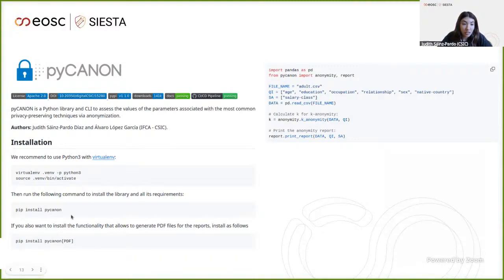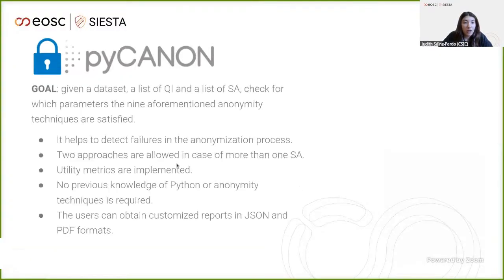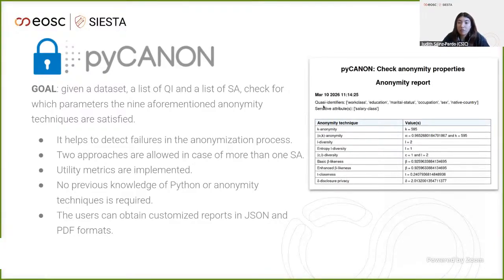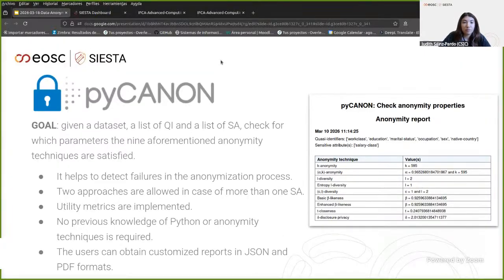We can simply install it with pip install PyCanon, and then it can help us to detect failures in the anonymization process. Again, we can deal with more than one sensitive attribute. We can calculate different utility metrics, and we can also obtain customized reports in JSON and in PDF formats, as you can see in this example here. We have, for these quasi-identifiers and this sensitive attribute, this is the report that we can obtain.